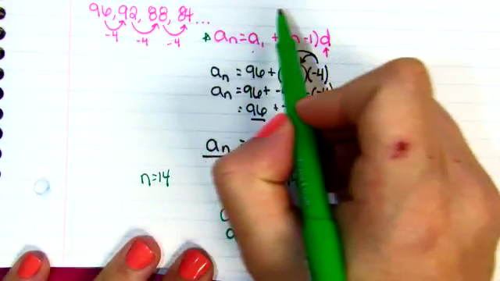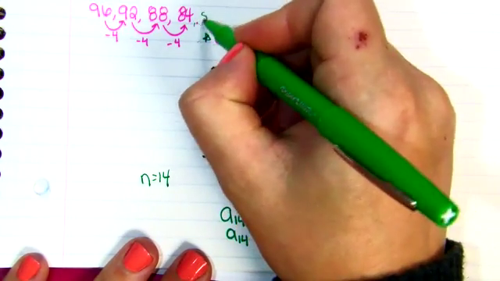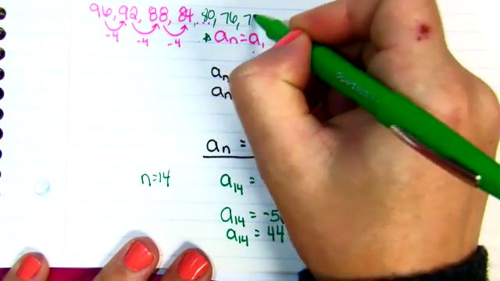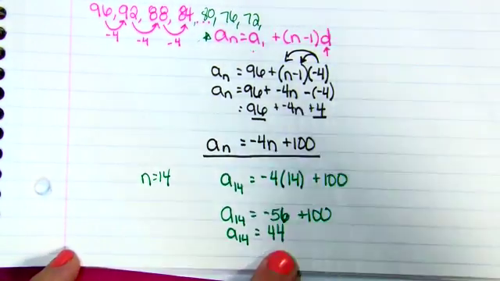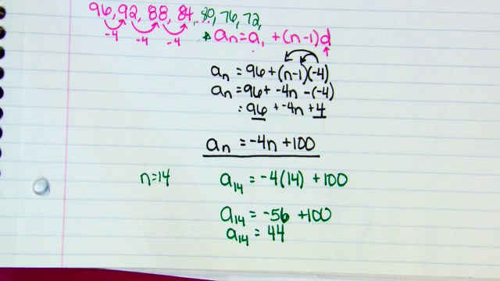It means if I kept listing numbers, I'd have 84, 80, 76, 72, and so on. My 14th number in this list would be 44. And that's how I'm going to use the formula for arithmetic sequences.